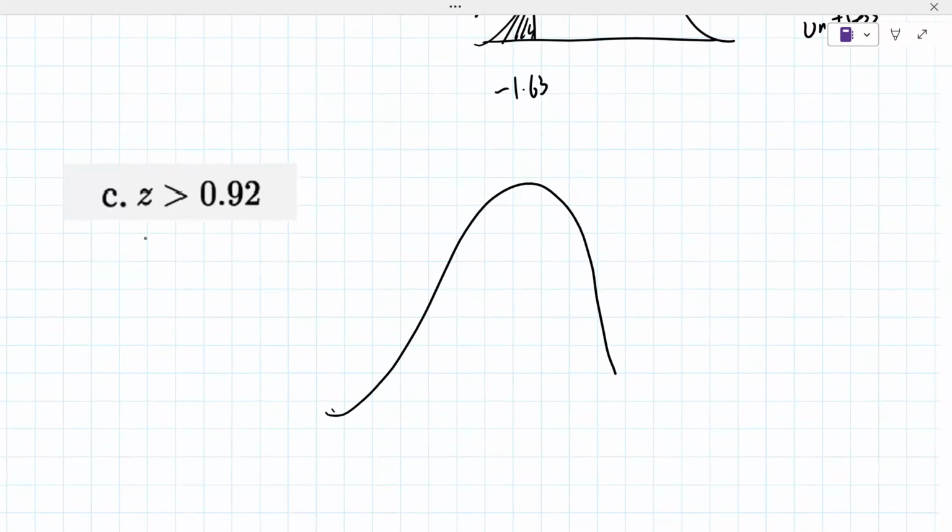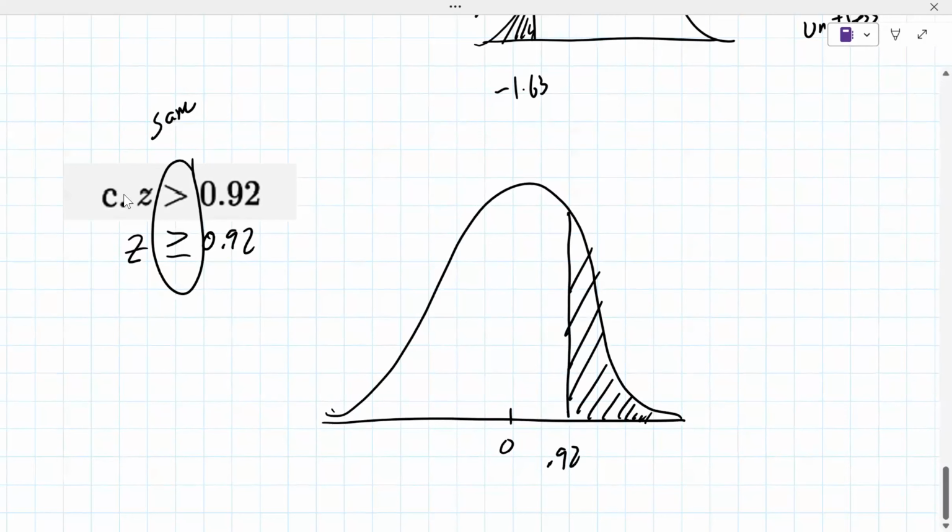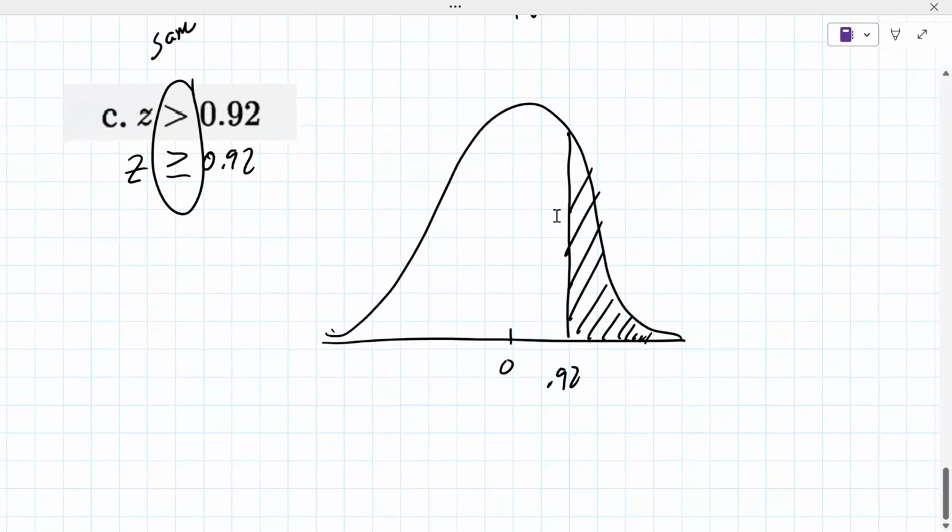So now this one. Oh, and by the way, another aside here: if it's z greater than or greater than or equal to, these are the same. It doesn't matter if it's greater than or equal to. So again, there's zero. We'll say 0.92 is right there. We want the area to the right of it. I think it's a really good idea as a student to show what you're trying to find. Since you want the right, what you really need is the area to the left and to subtract it from one.